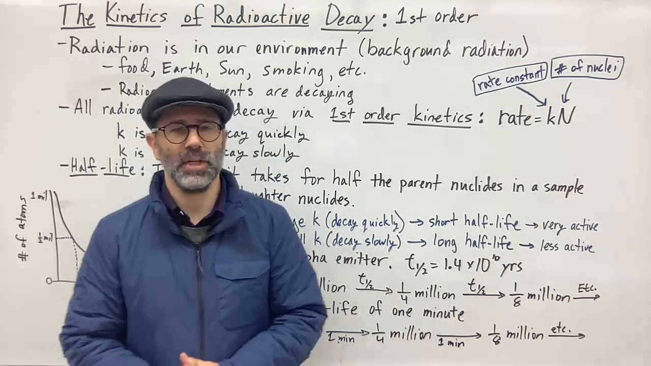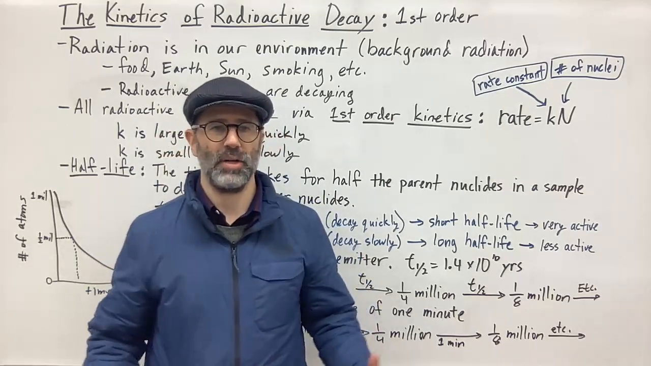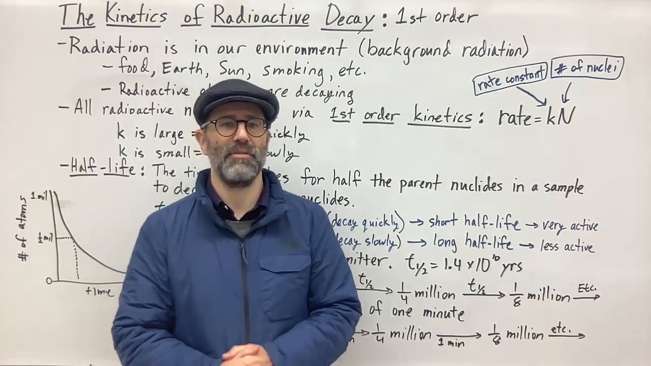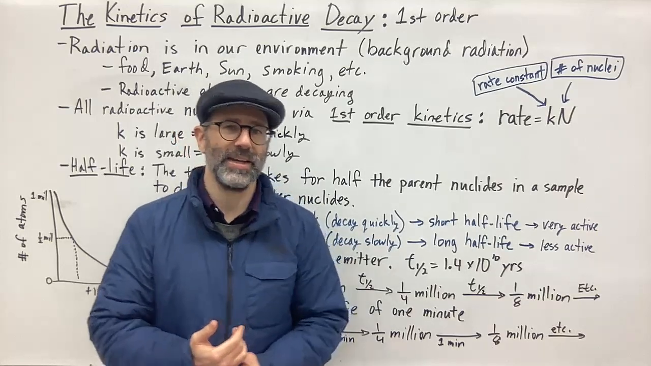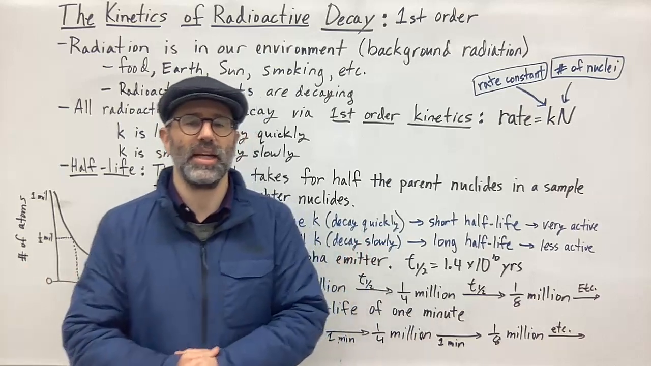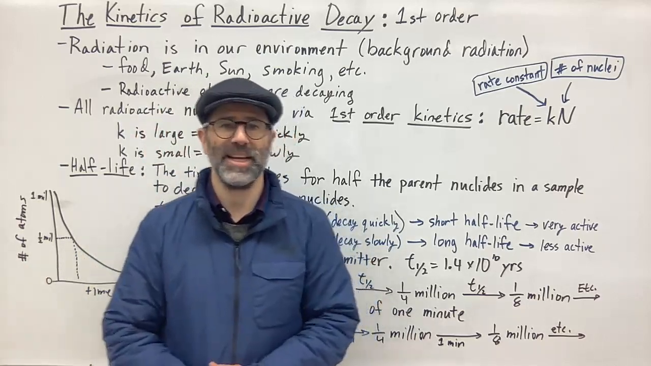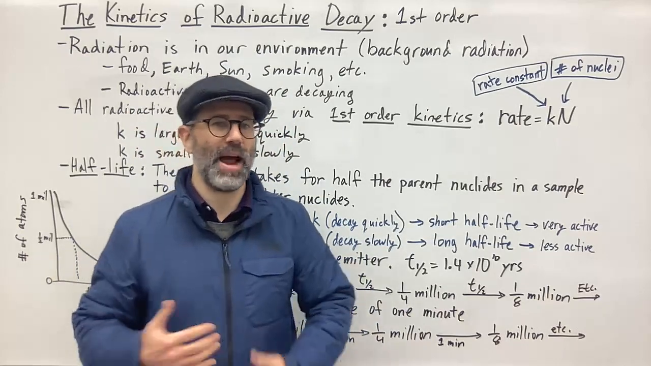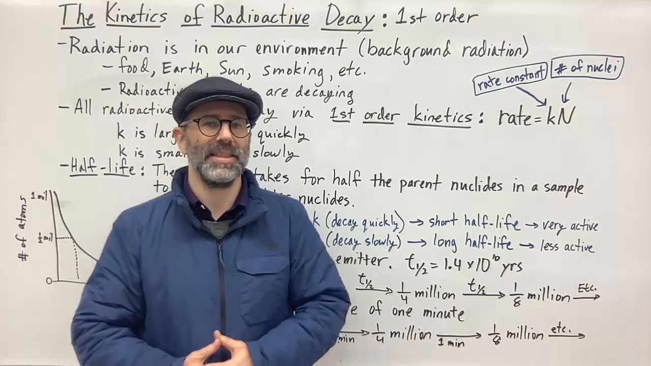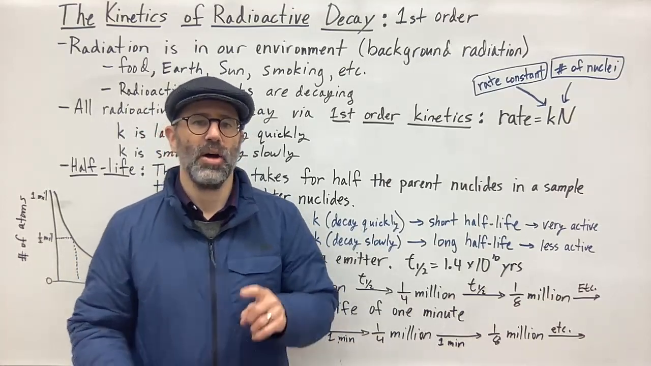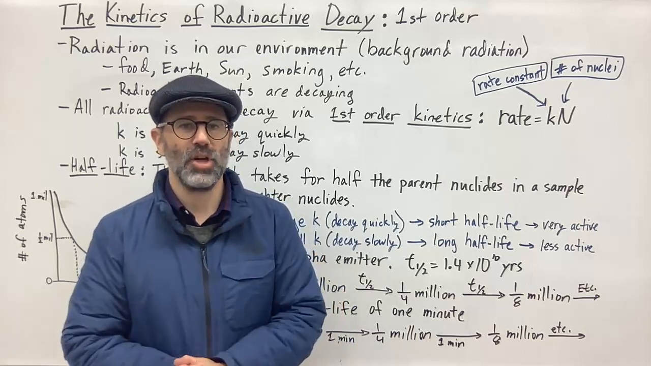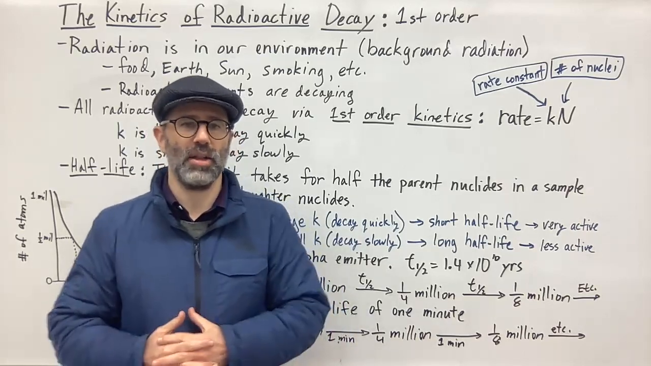So the first thing we need to realize is that radiation is all around us. It's in our environment. It's the background radiation that we are exposed to every single day. It's in the food we eat. It's in the earth, the ground that we're walking on. It's in the sun, the sunshine that we're getting. If you smoke, it's in there. You're getting a large dose of radioactive material when you breathe it into your lungs. That's why smoke is linked to cancer, and that's one reason. Also, it's basically everywhere, and so we're getting bombarded by radiation all the time.